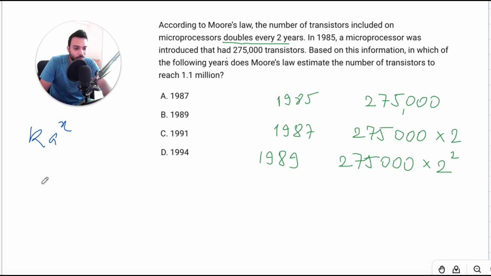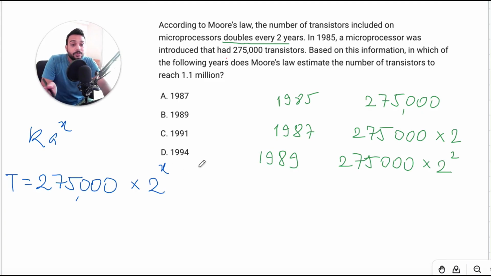So as you can observe, we're getting an exponential function of this form, k a raised to the power x, where k is 275,000, a is 2 raised to the power x. This is the number of transistors T. But the only thing to be careful about here is x increases by 1, while the number of years increases by 2, because it's doubling every 2 years.